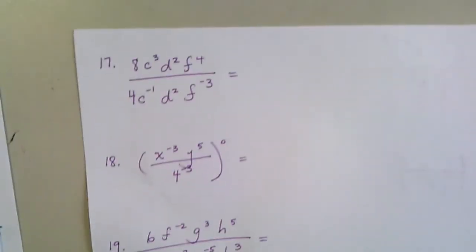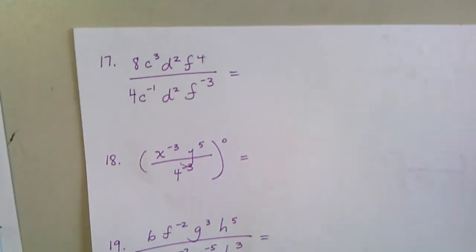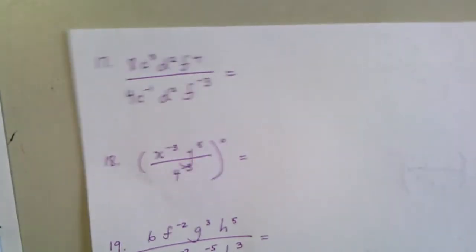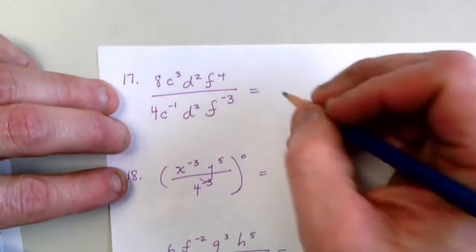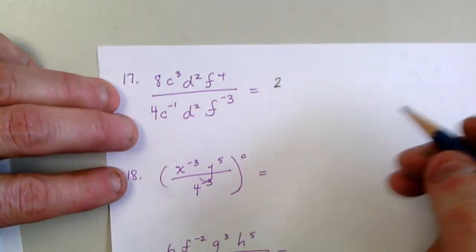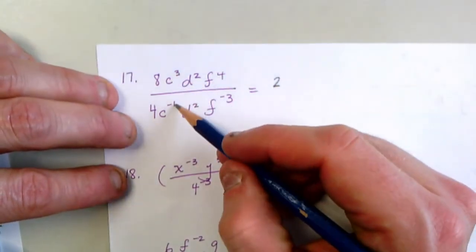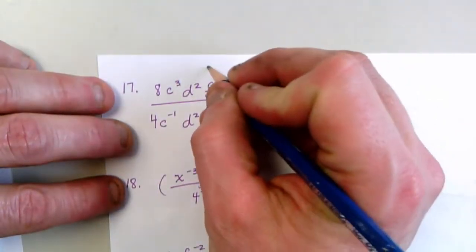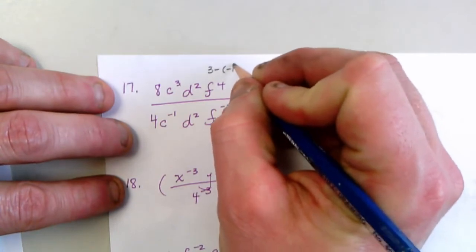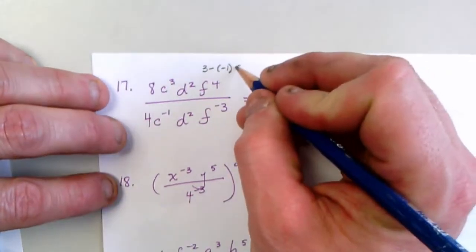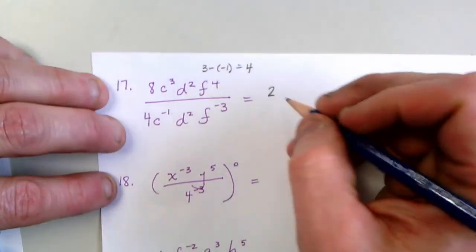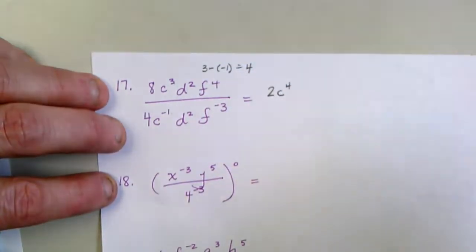The homework from last night, starting with number 17 here. I can find here's a pencil, okay? How I do these problems, I'm going to do them nice and quick for you. 8 divided by 4 is 2, so I'm going to put a 2 right there. c to the third divided by c to the negative first. Remember, we subtract the exponents here. So if I do 3 minus negative 1, I get 4, because 3 plus 1 is 4. So I have c to the fourth.